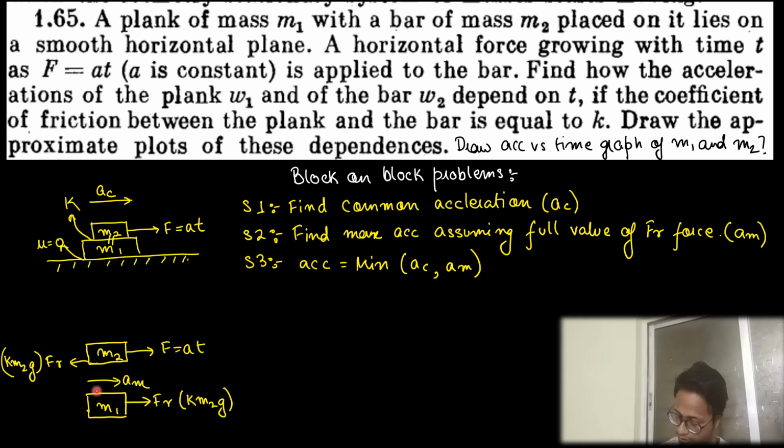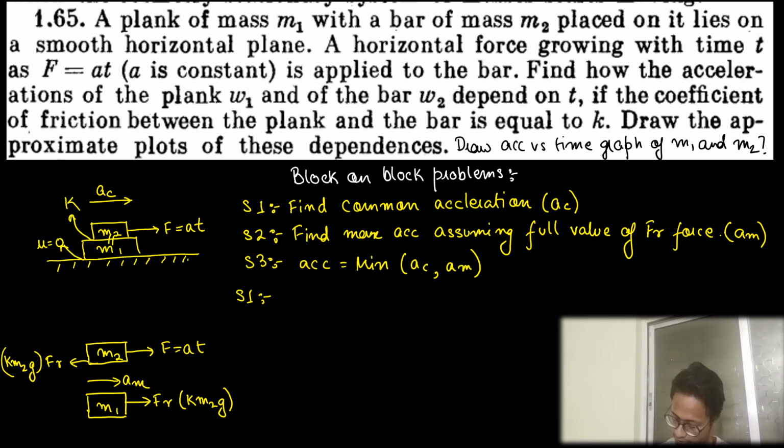So out here you have two accelerations, the maximum acceleration of block M1 and the common acceleration of block M1. And the real acceleration would be whichever has the minimum value. If common acceleration has the minimum value, it will be this one. If maximum acceleration has the minimum value, it will be this one. Now for maximum acceleration, sorry, for common acceleration, let's see this body.